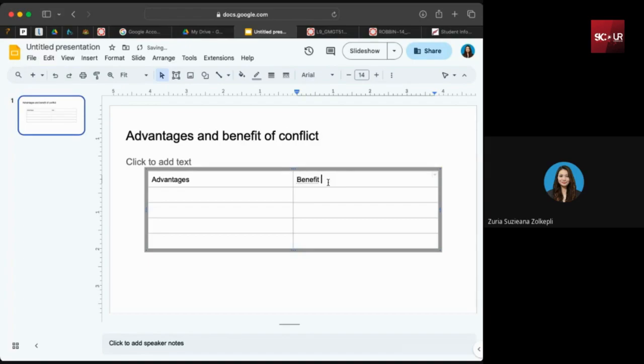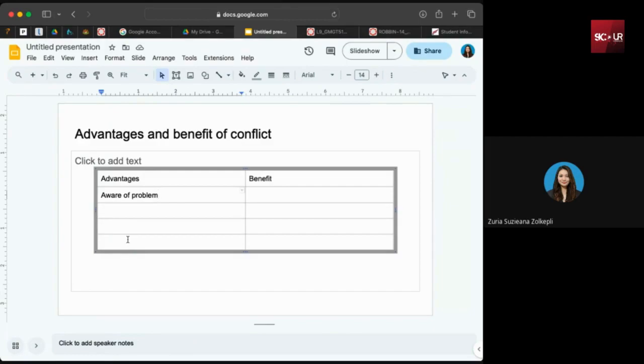All right. So the first one: when we have conflict, we can become aware of what the problems are, aware of problems in our workplace. Can you see that I have shared my screen here? So we can be aware of the problems that happen in our workplace, which we wouldn't be without conflict. But this is how it becomes a functional one. So this is a functional conflict.